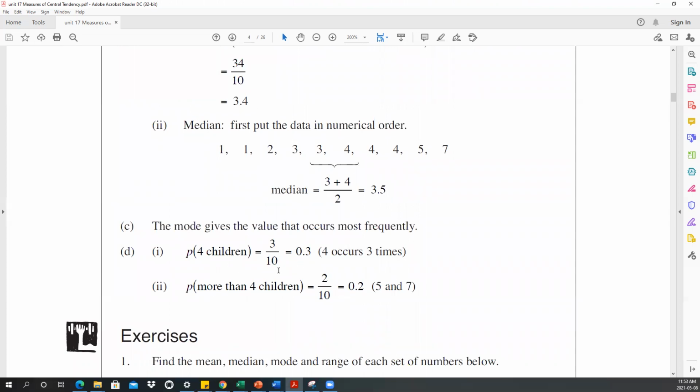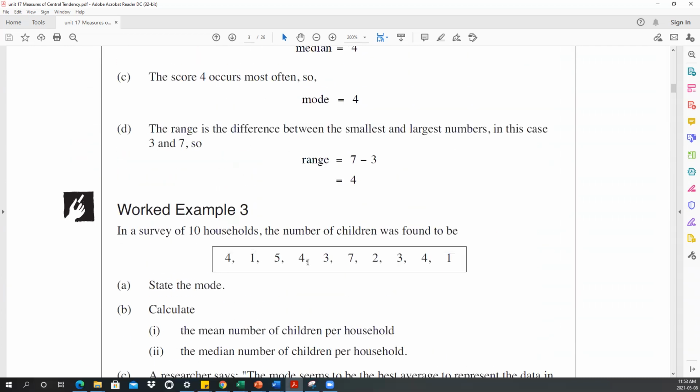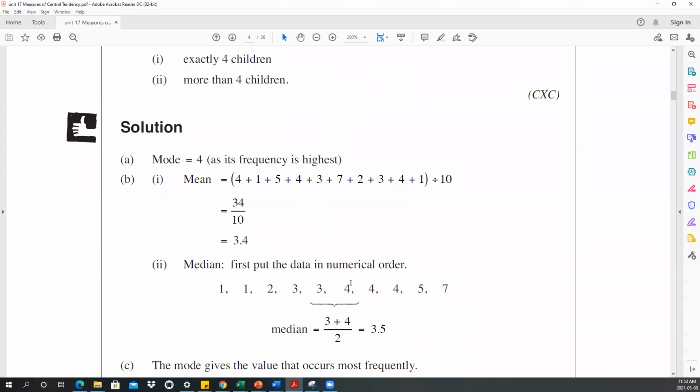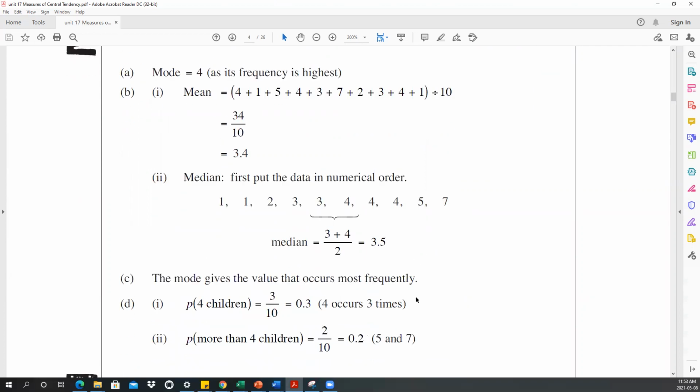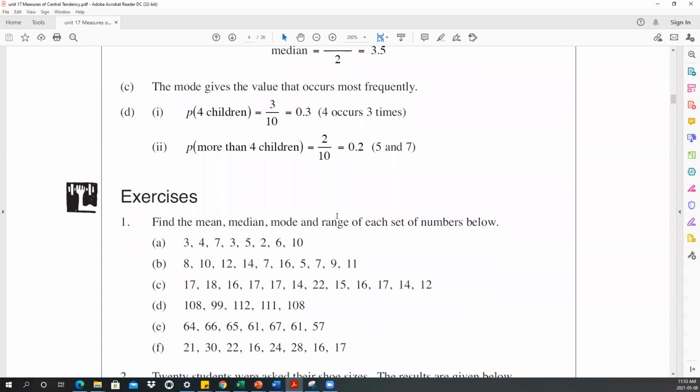For more than 4 children, if we look at this data in numerical order, we see 5 and 7. So if you have more than 4 children, that means you have either 5 or 7 children. So 5 and 7 occurred 2 times, so 2 times out of 10.